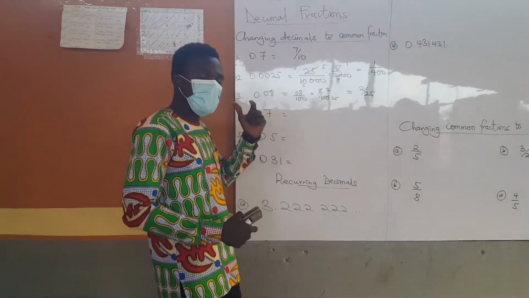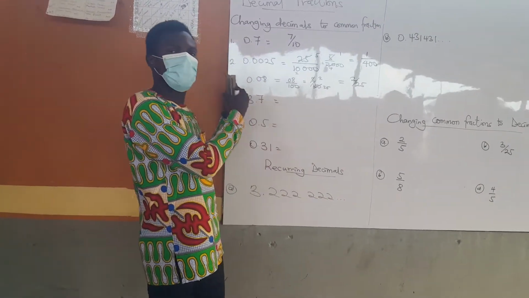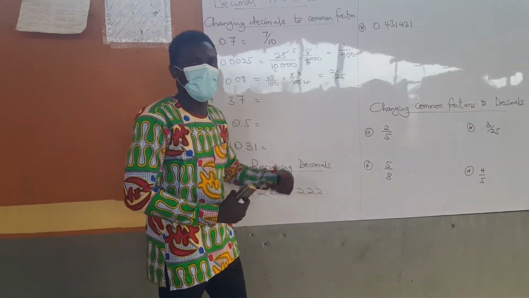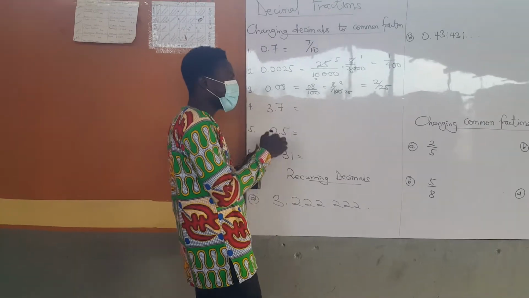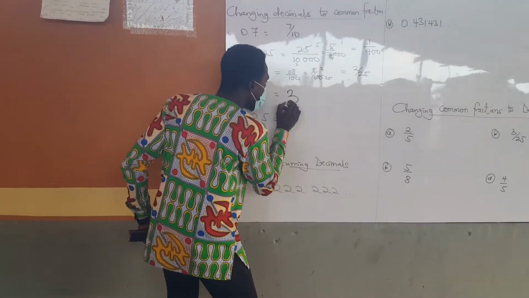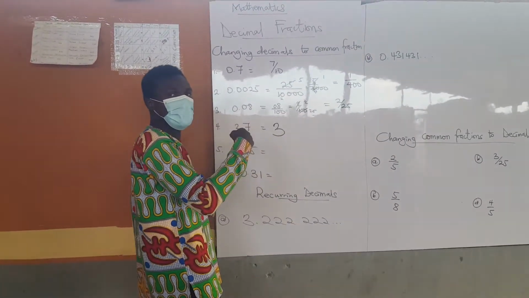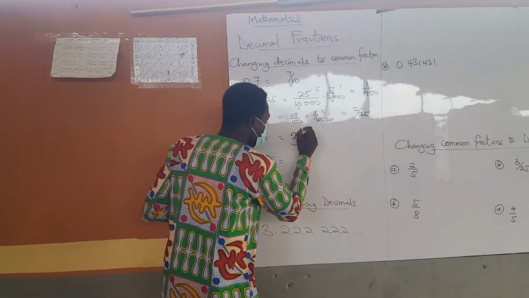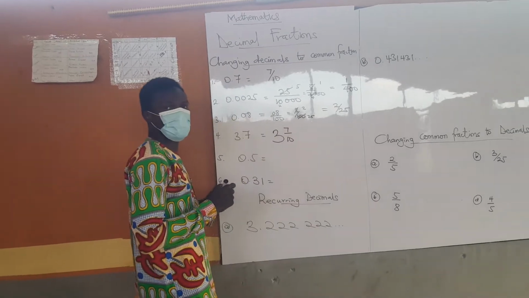3.7. When I started, I told you that the numbers on your left are whole numbers, and the ones on your right are the decimals. So the 3 here is a whole number, which gives me 3 wholes. Then the 0.7 is a decimal, which is tenths. So 3 whole numbers, 7 over 10.